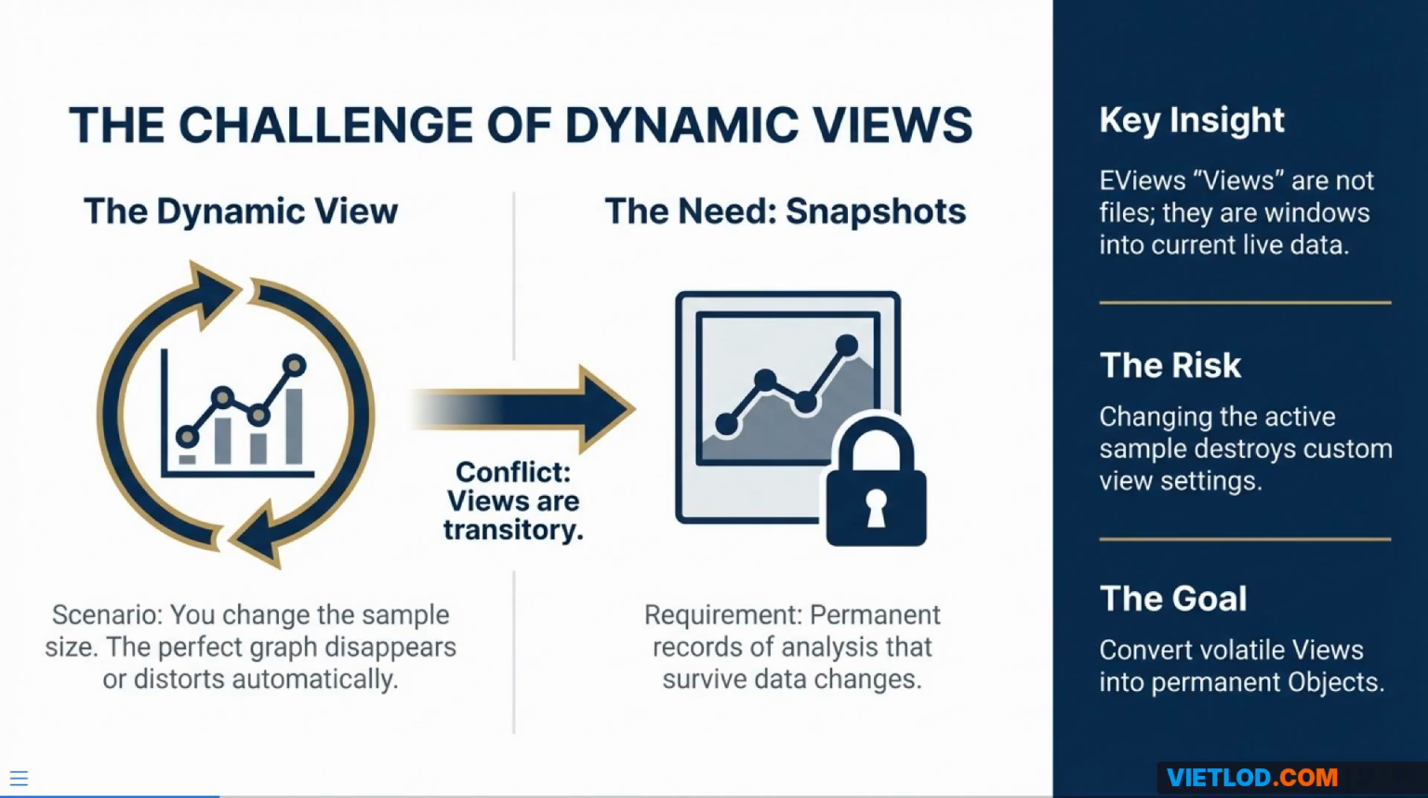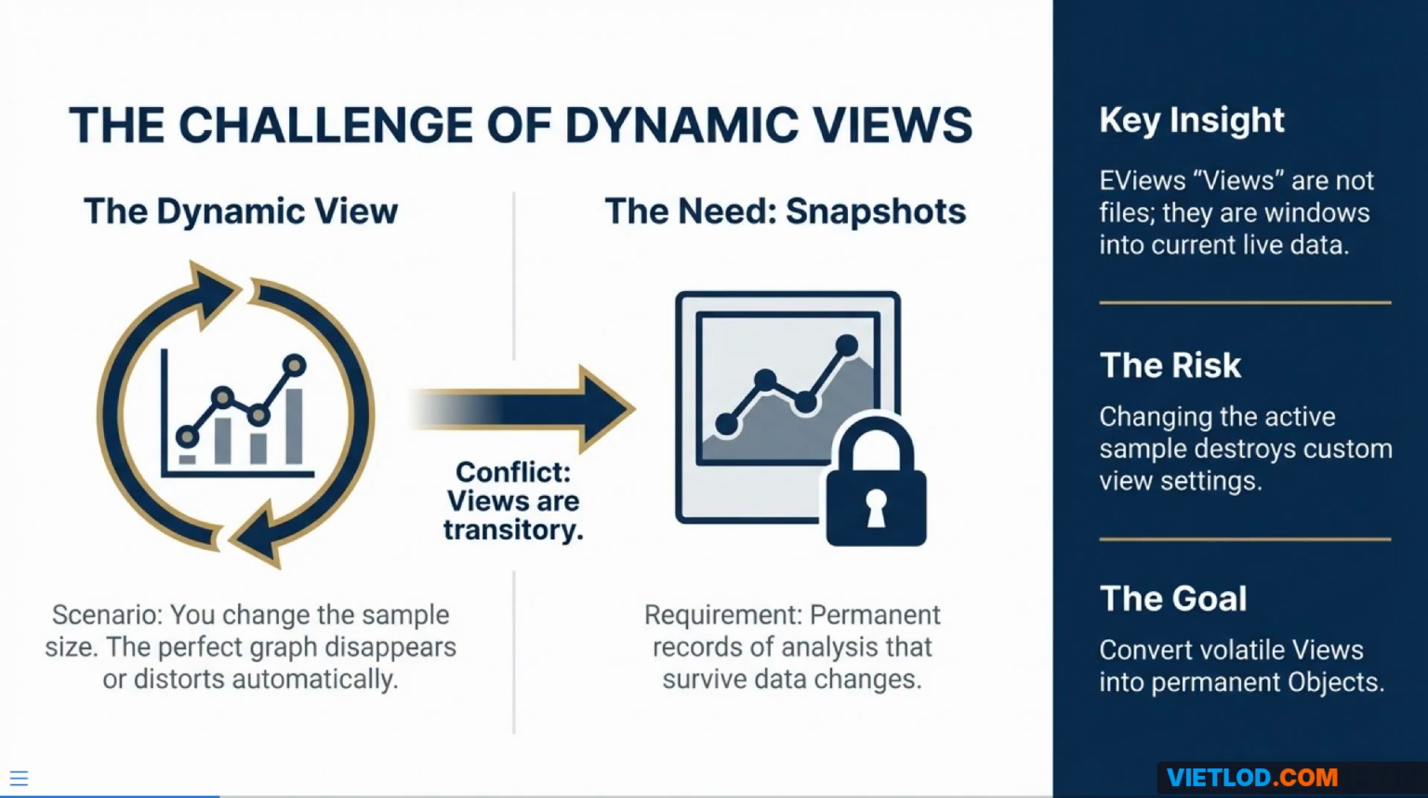These objects are stable snapshots that preserve our analyses and customizations, creating a reliable record of our work that survives data changes. Imagine you spend 20 minutes perfecting a line graph showing GDP growth for the 2000-2010 period. Then you change the workfile sample to 2011-2020 for another task. When you go back, your perfect graph is gone, replaced by a view of the new sample. We need to prevent this.